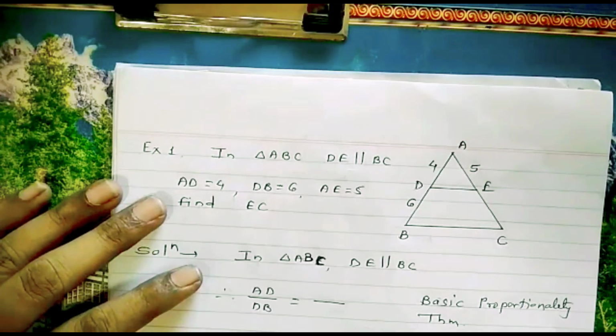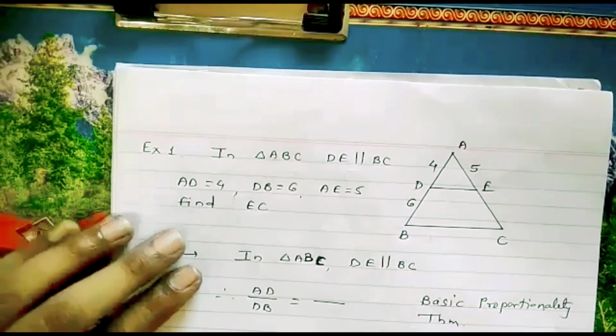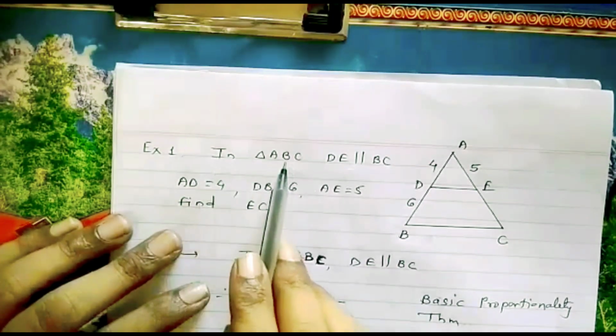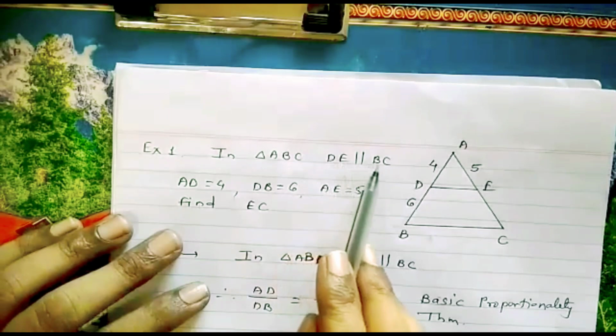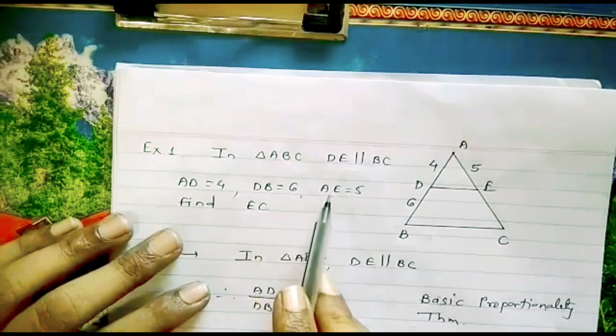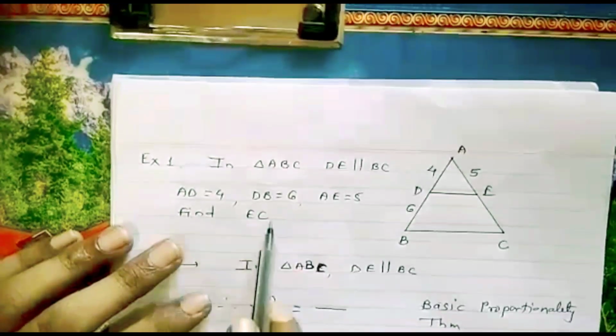All of you know when a line is given parallel, we'll use basic proportionality theorem. And when I have to prove a line is parallel, then I will use the converse of basic proportionality theorem. Here, in triangle ABC, line DE is parallel to side BC, AD is equal to 4, DB is equal to 6, AE is equal to 5, find EC.